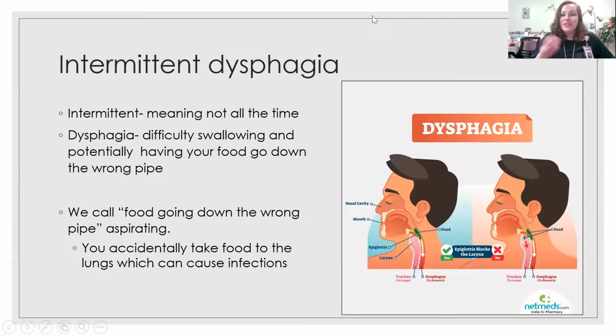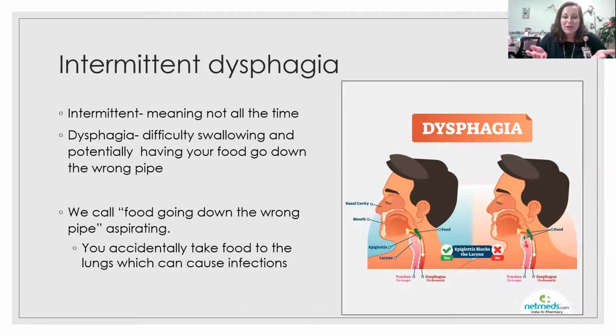Intermittent dysphagia is another thing that might be of concern to families. Intermittent means not all the time, it's just something that happens every now and then. And dysphagia is difficulty swallowing and potentially having food go down the wrong pipe. I don't know another way or the sciencey way to say that. I just say that food is going down the wrong pipe.